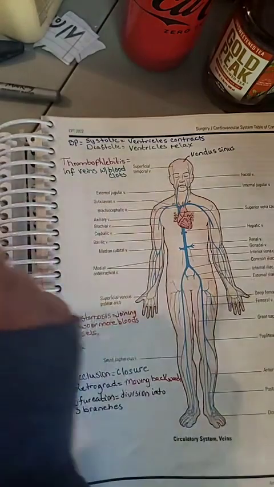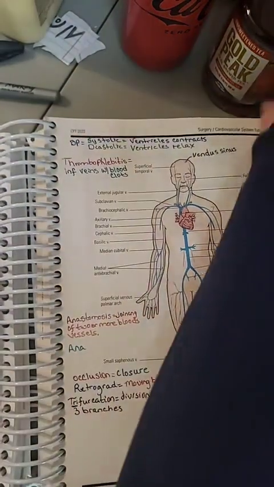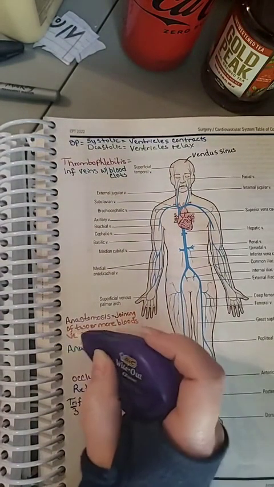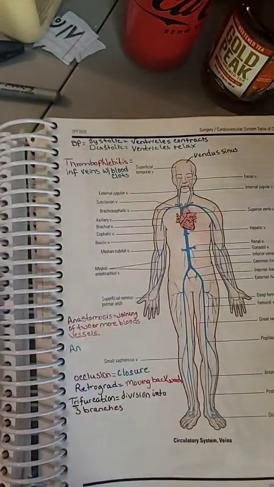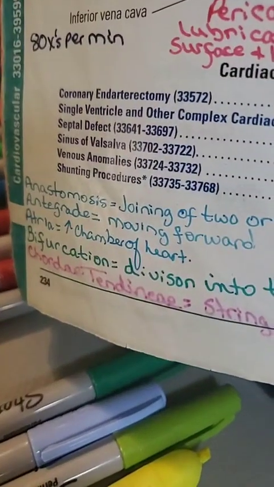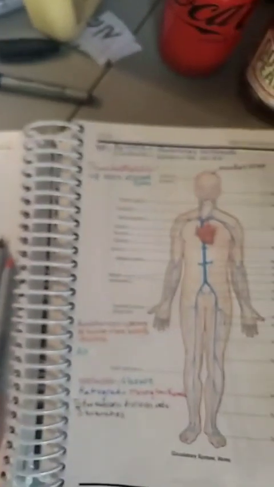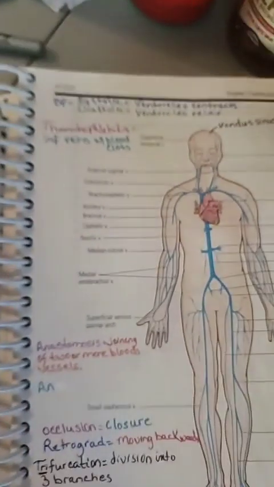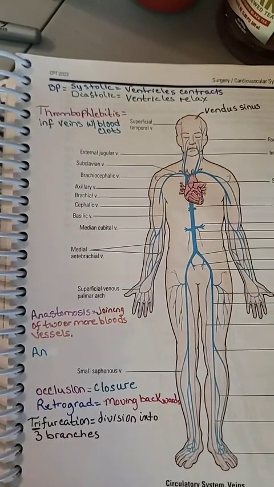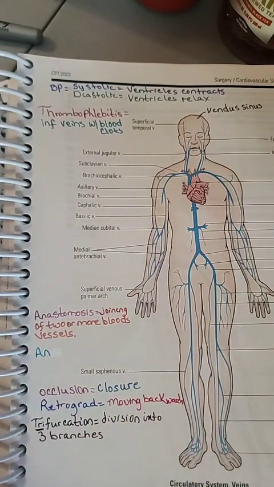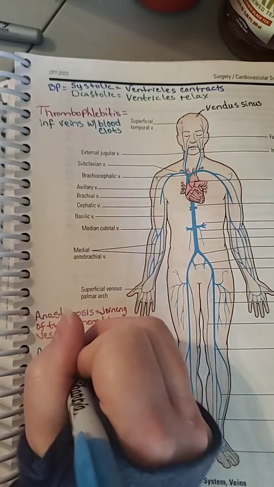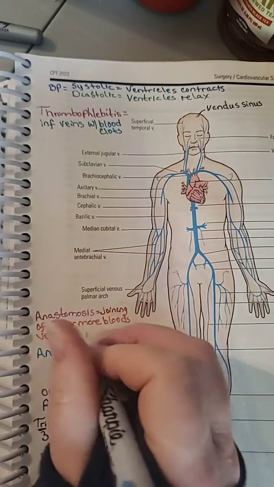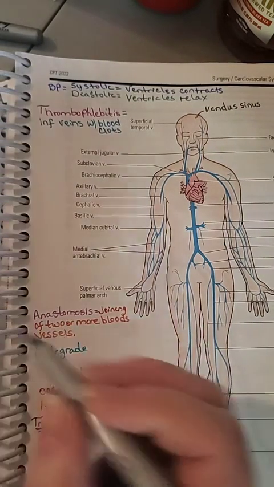Oops. Don't write that. Where's my stuff? It's a T, not an A. I'm trying to copy from last year's notes here. I'm doing a terrible job. So I've got them written there. These are the words I'm writing down. Antigrade. Antigrade means moving forward.